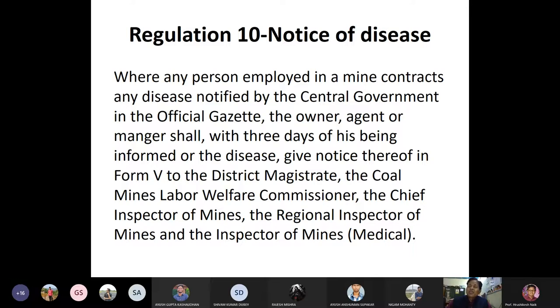Notified diseases are the diseases found in mining areas. People suffer those types of diseases because of coal mining activity. Those types of diseases are called notified diseases. If somebody has developed a notified disease, then within 3 days you have to fill up form B and report to the district magistrate, to the coal mines labor welfare commissioner, to the chief inspector of the mines, to the regional inspector of the mines, and the inspector of mines in charge of the medical section.